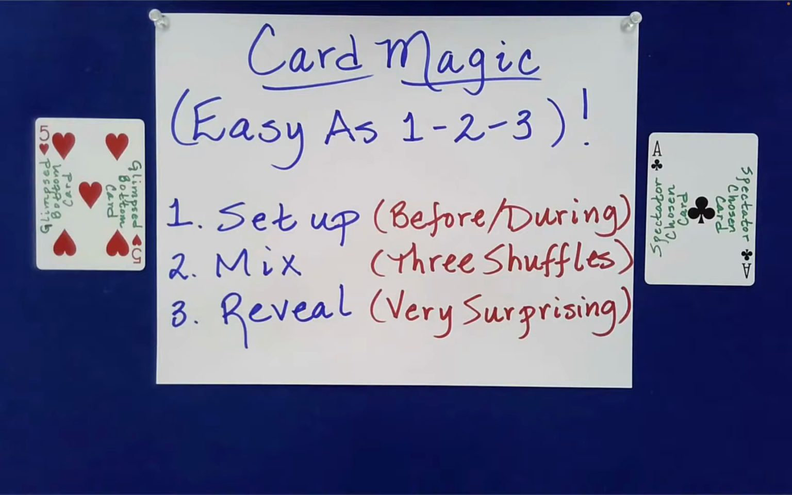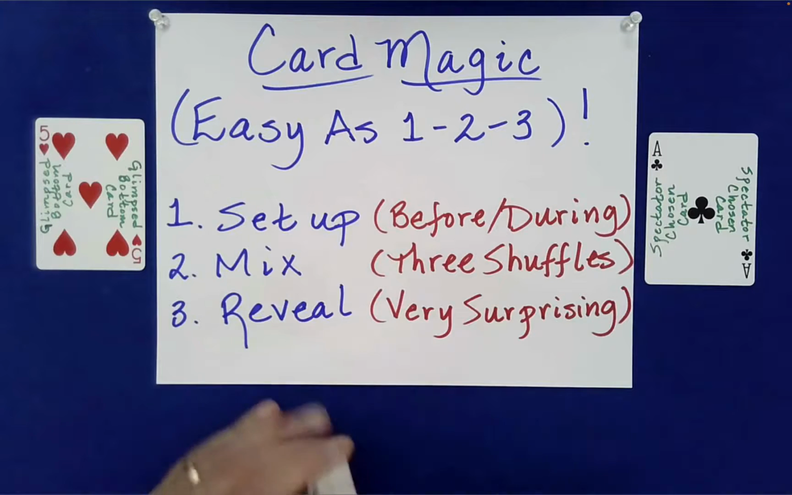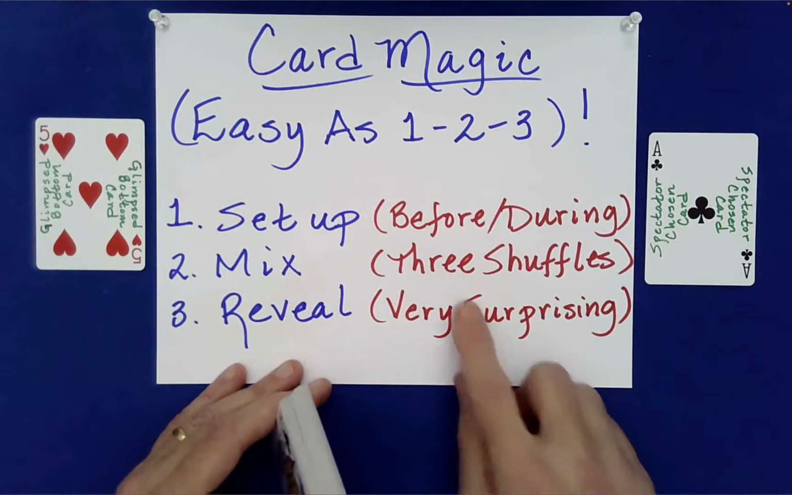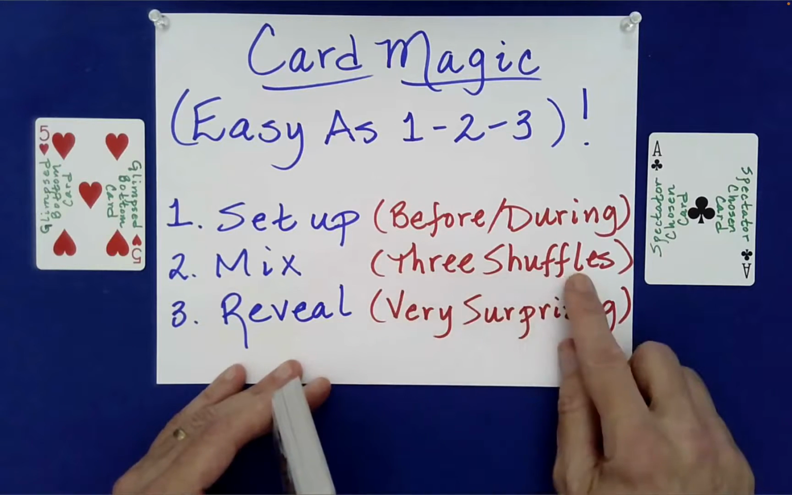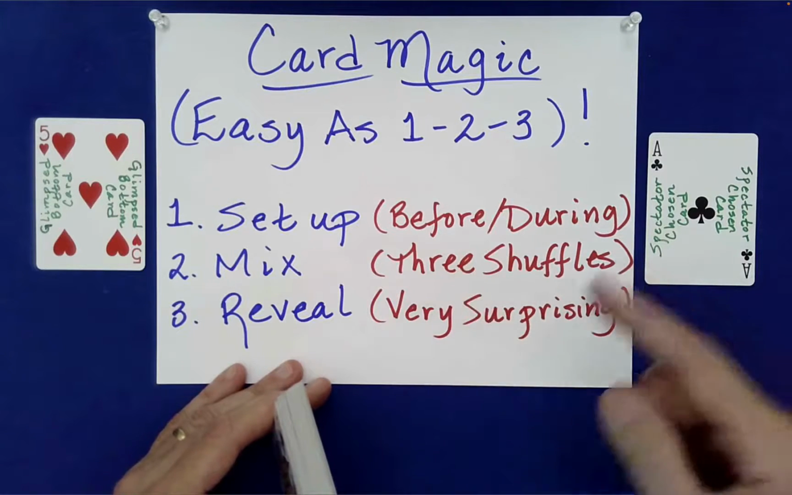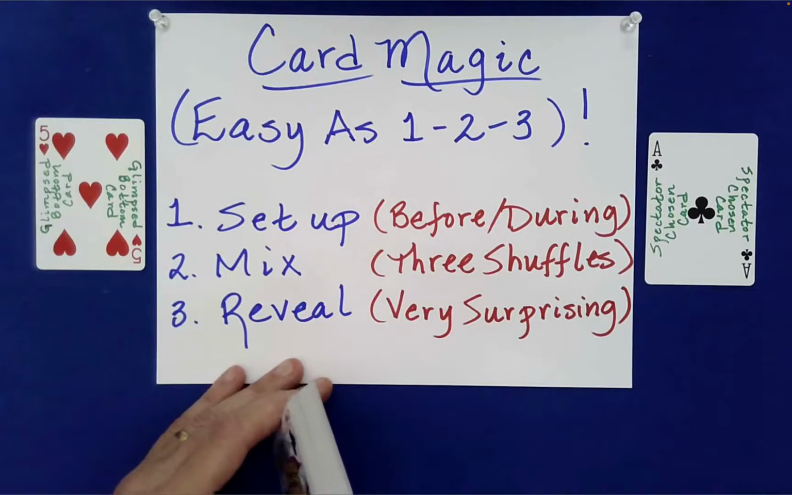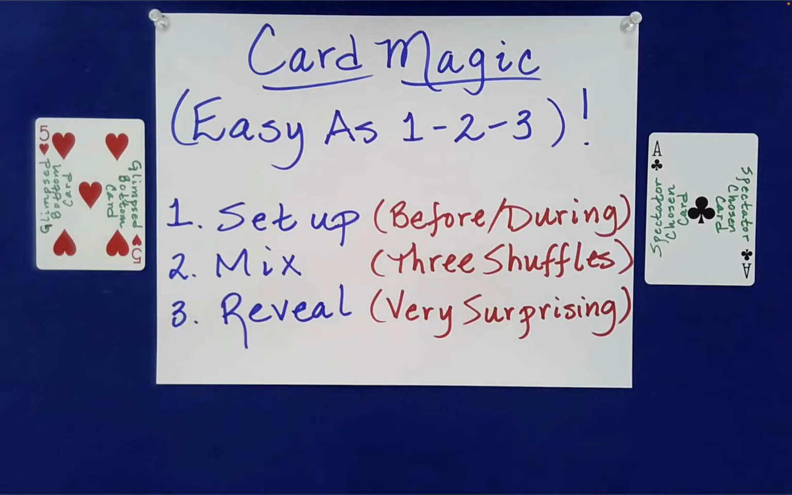Okay, I want to quickly mention that for these easy as 1, 2, 3 card effects, what we will actually be doing is using 3 shuffles, and the middle shuffle will change from one routine to the other. The first and last shuffles will be the same in all of these. It's the middle shuffle that will vary. So just so you know that. Doing this will quickly give you a whole bunch of different ways of presenting this actually.